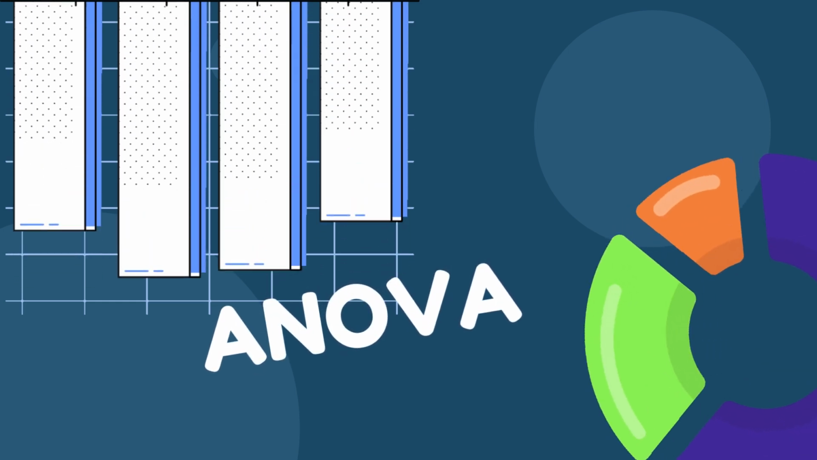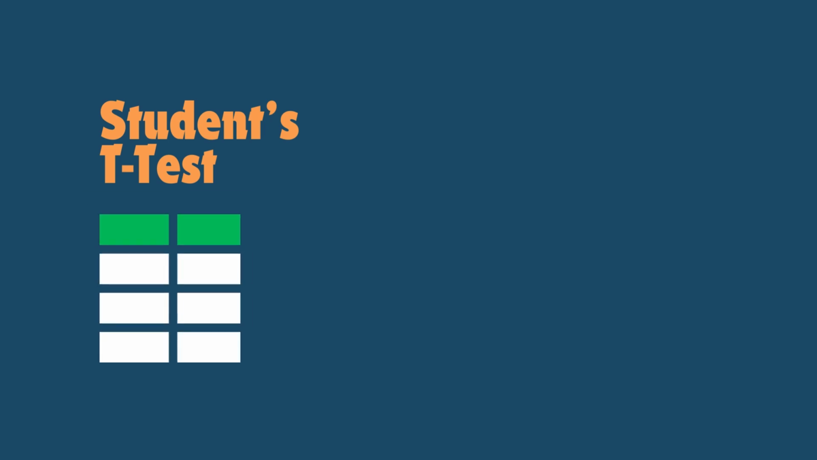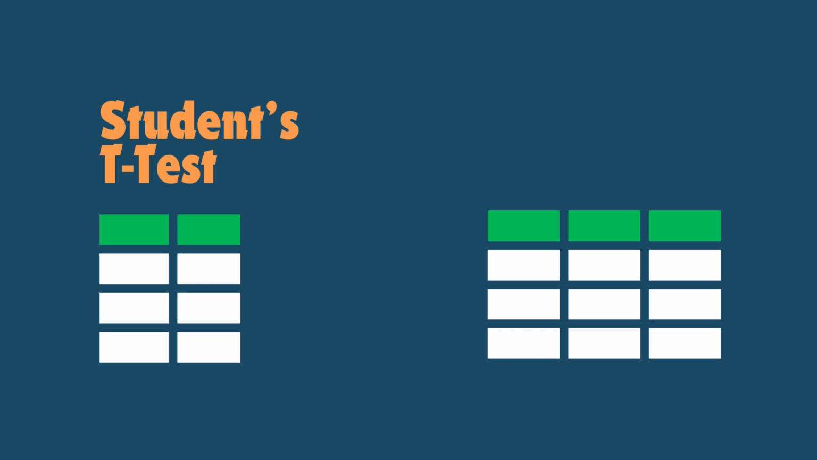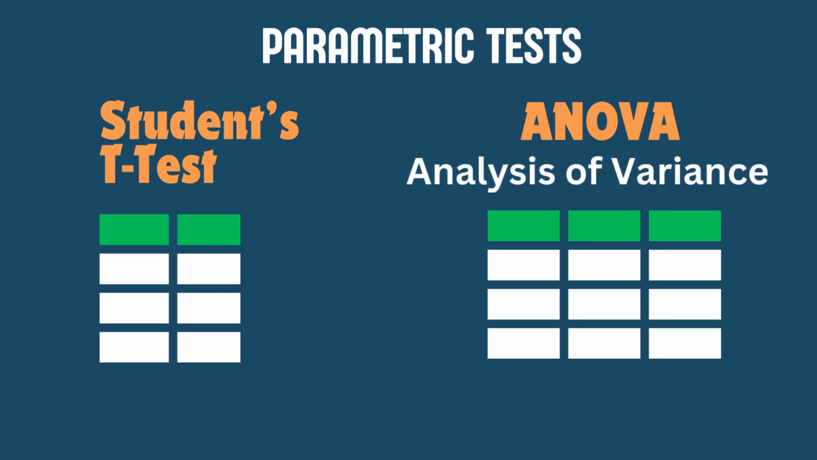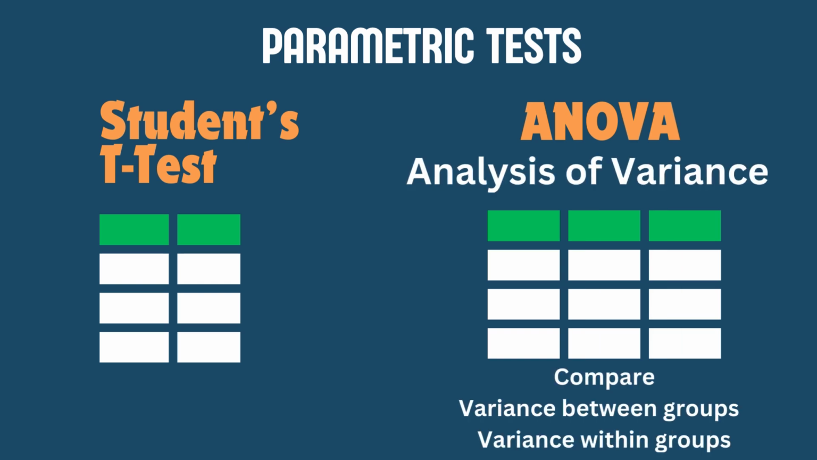Let's discuss ANOVA today. We already discussed the student's t-test. It is generally used for comparing two groups, but when more than two groups are compared, then ANOVA is used. It is a parametric test just like student's t-test. ANOVA is short for analysis of variance. It compares the variance between the groups to the variance within the groups.